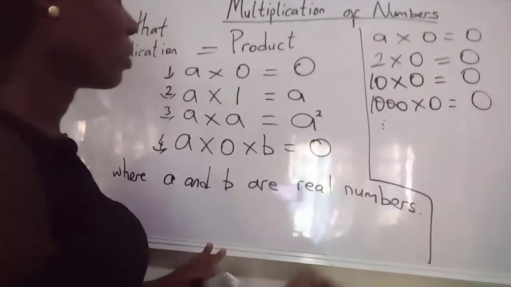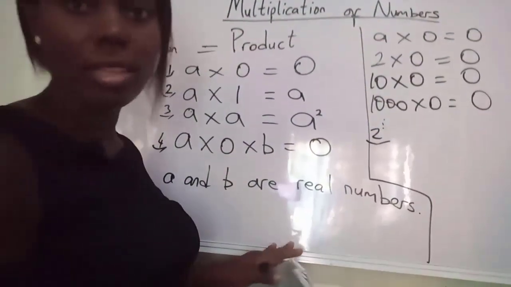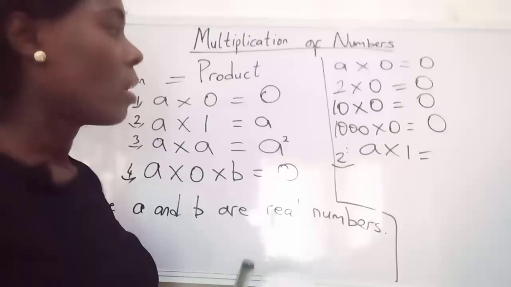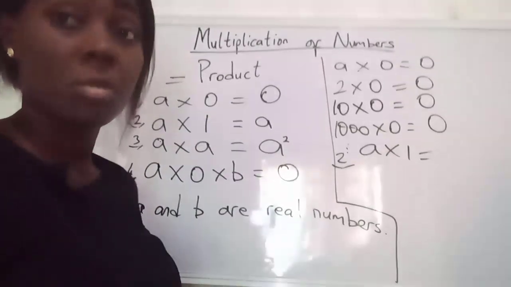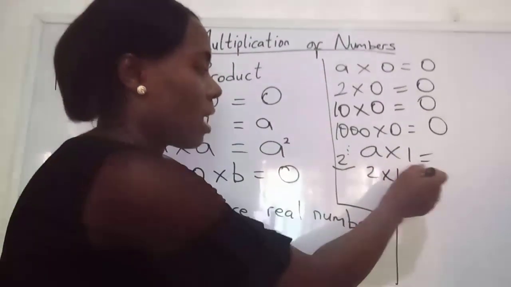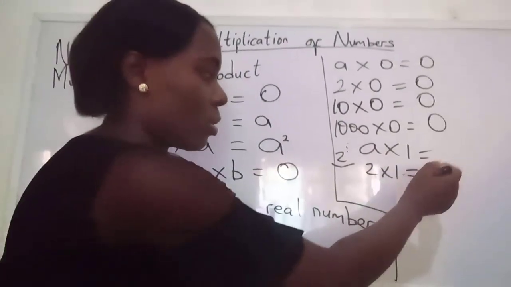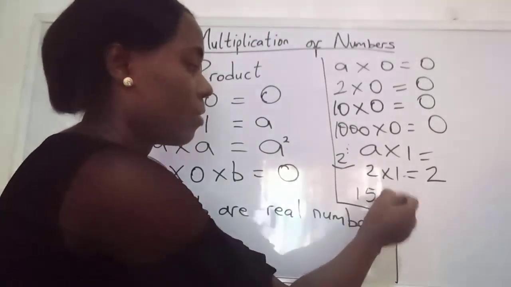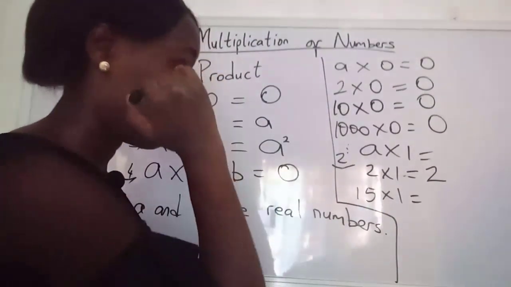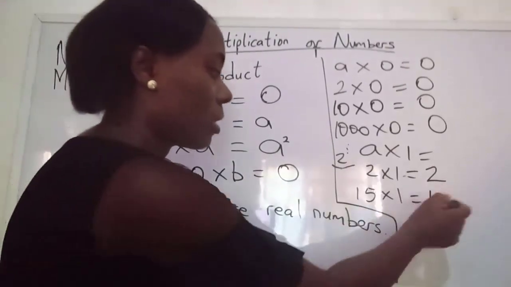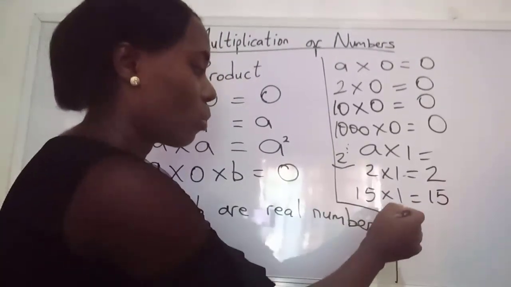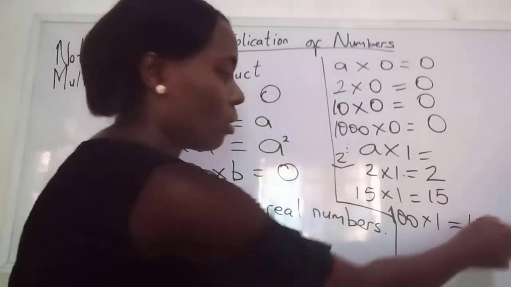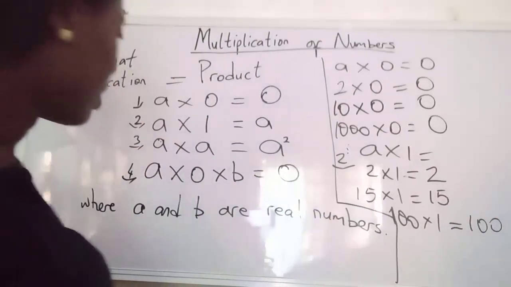Okay, let's go on to the next one. Number 2 relationship: a times 1 gives us what? Okay, let's pick 2. 2 times 1, that's to say 2 in one place, is just 2, right? Okay, let's let a be 15. 15 in only one place, you still get 15. 100 in only one place will still give you 100. Okay, all right, let's see the next one.